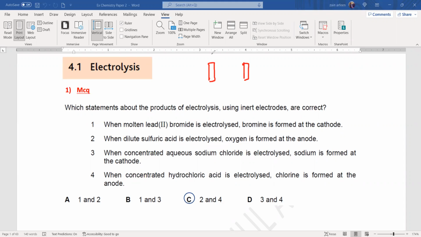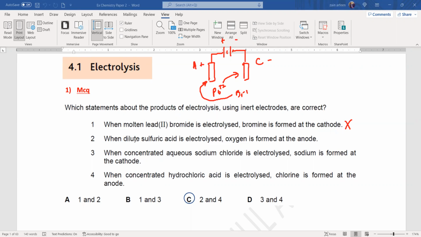When we check the first statement, we are doing electrolysis of molten lead bromide. The positive electrode is the anode and the negative one is the cathode. The ions present are Pb2+ and Br-. Lead ions are attracted towards the cathode, the negative terminal plate, and bromide ions are attracted towards the anode. The first statement says that when molten lead bromide is electrolyzed, bromine is formed at the cathode. That is wrong. It should be the anode, because bromide ions move to the anode, not the cathode.